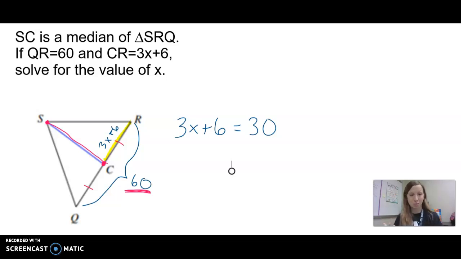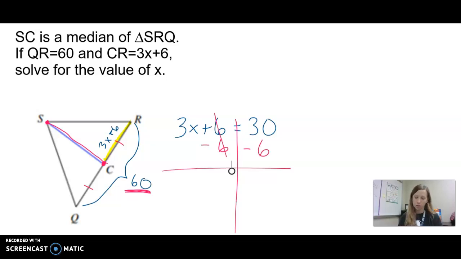Now, what does x need to be for that segment to be 30? So in this case, we are solving for x. All we have to do is subtract 6 from both sides. 3x equals 24. Divide by 3, and x is 8.